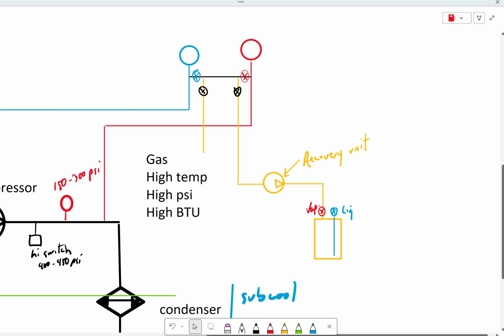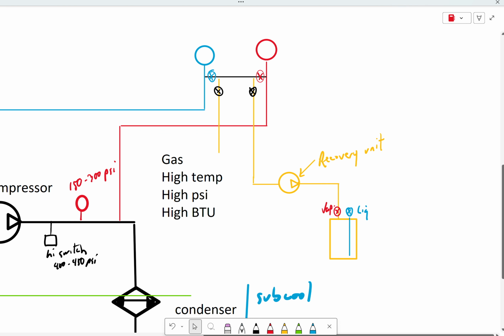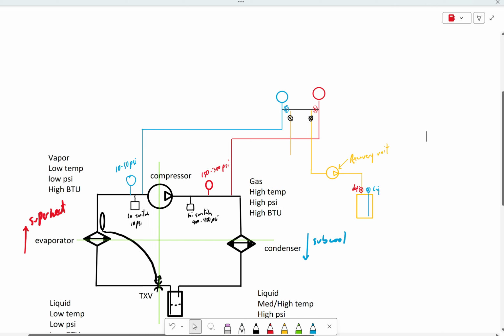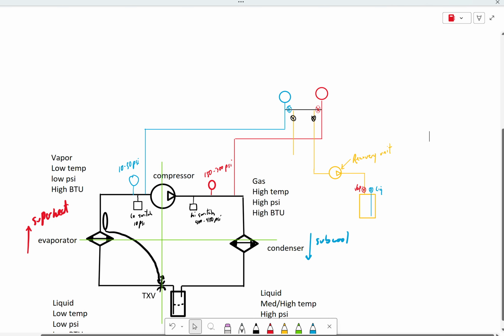Okay. And a recovery unit is not the same thing as a vacuum pump. A vacuum pump's job is to evacuate the system, and evacuating the system is not removing refrigerant, it's removing air and moisture. So my recovery unit, as it sits right now, I'm pulling refrigerant out of the system, and if I knew what my system capacity was and I measure how much I pulled out, I can actually check the charge level by doing this.